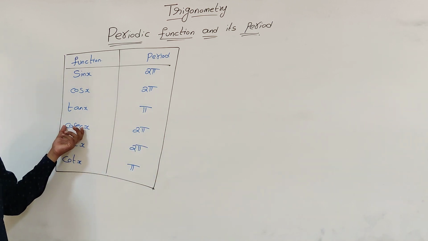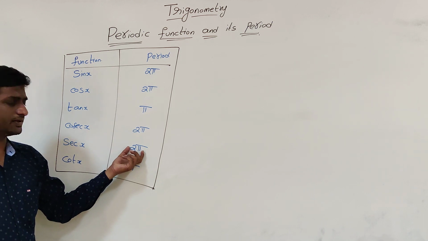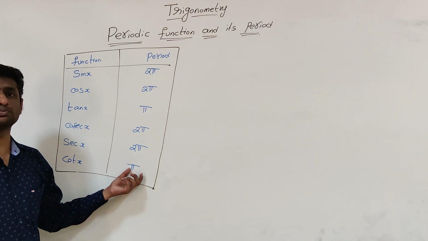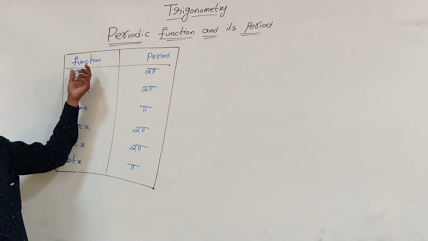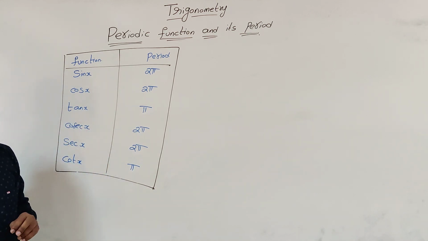Next, for cosecant x, the period is 2 pi. For secant x, the period is 2 pi. And for cot x, the period is pi. So these are the basic trigonometric periodic functions.